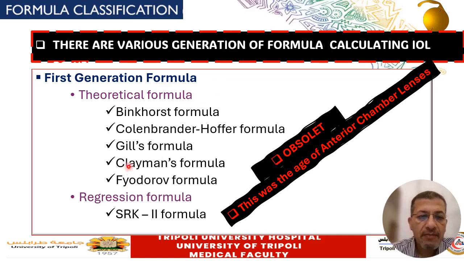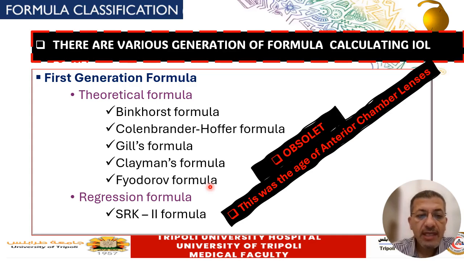So many formulas have been invented, like the Binkhorst formula, the Gills formula, the Clayman formula, the Weiderov formula, but the Hoffer formula, the Binkhorst and the Weiderov were the most common at that time. They are purely theoretical, based on thin lens principles and on a reduced eye model, so it deals with the eye as a thin lens, as a single optical structure, instead of more than one optical device like the cornea and the lens. This is called a reduced eye model. As you will learn later, there is another principle, thick lens optics, which differs from this one, and we will discuss it later.